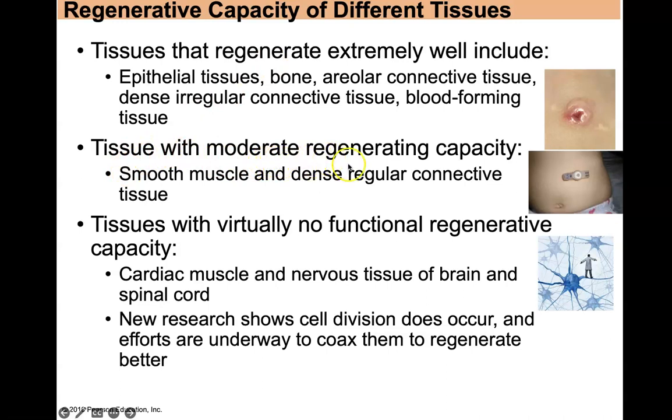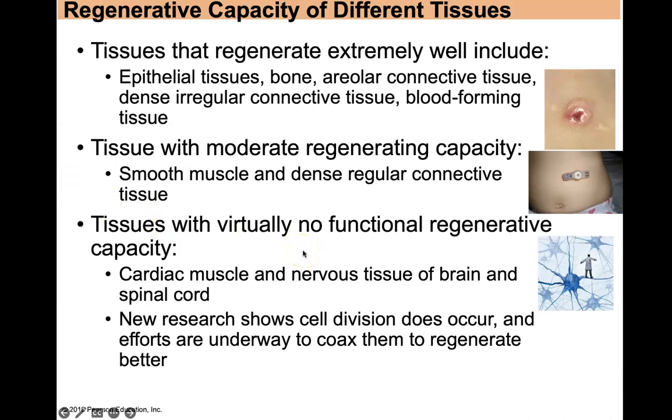Some tissues that have just moderate regenerating capacity are smooth muscle. So that's why if you have abdominal surgery into one of your organs, it takes a little longer to heal. If they had to cut into any of your organs, your actual organs are lined with smooth muscle. And then also dense regular connective tissue. So things like that are in your tendons and ligaments. Those are going to regenerate slower because, remember, they're avascular.